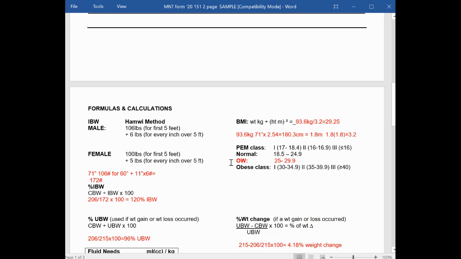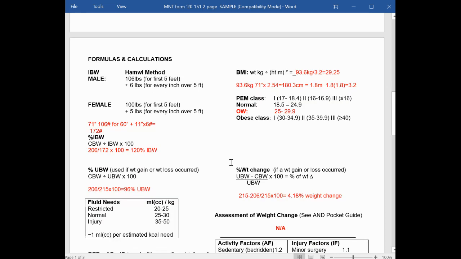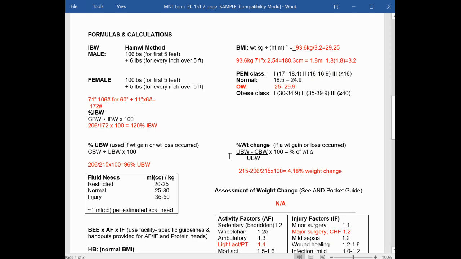All right, now we're going to move to page 2 of the assessment form. We gathered all the information that we need from the sample assessment. So we're going to then complete the math.